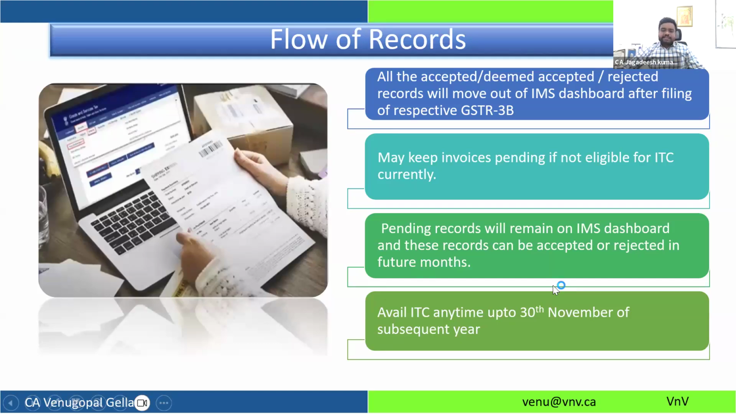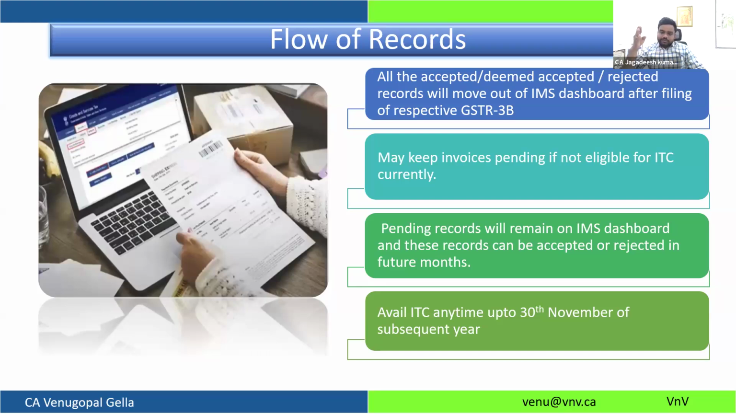In the future months, you can accept it and avail ITC on these invoices. You can avail ITC anytime up to 30th November of the subsequent year. Till when will these invoices lie in my IMS? As per section 16(4), you can avail ITC only up to 30th November of the subsequent year. Let's assume that IMS was implemented long back, in 23-24 onwards. In March 2024, my supplier issued an invoice, and now in the month of Jan 2025, obviously on that invoice I cannot take the ITC.